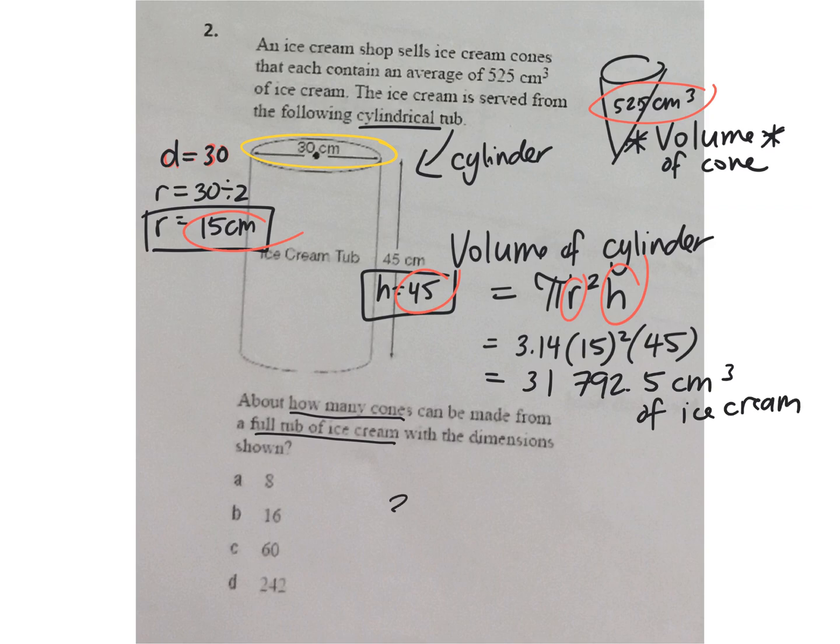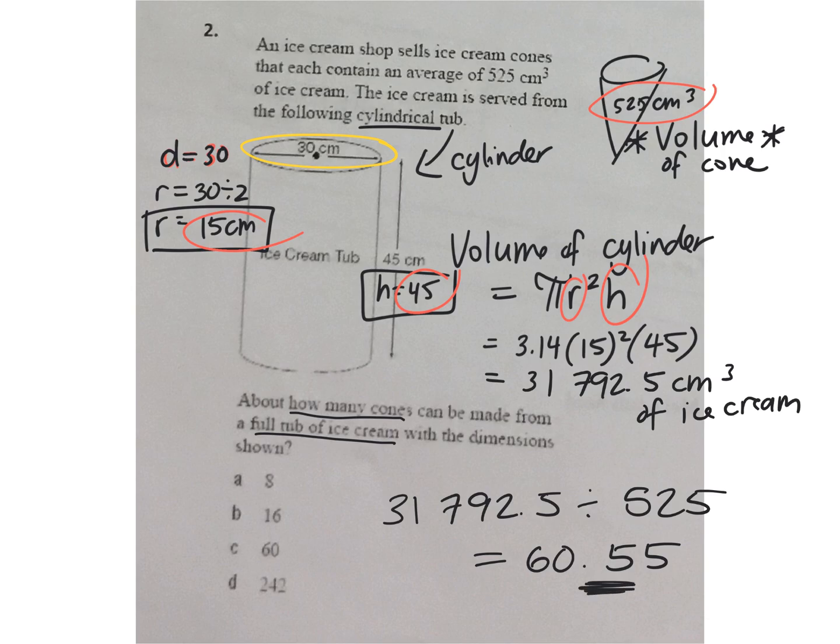But we want to know how many cones. So we have to divide it by the volume of each cone, 525. 60.55. We don't have enough to round up to 61 cones because you wouldn't have enough ice cream. So we would say that it can fill only up to 60 cones. Would you have some ice cream left over in the tub? Yes.